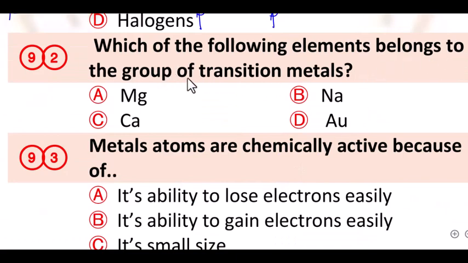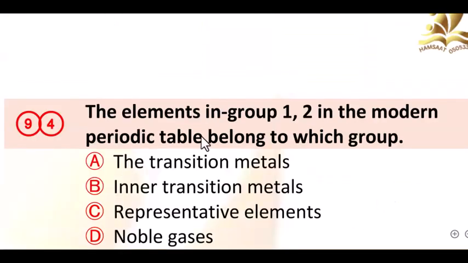Which of the following elements belong to the group of transition metals? Here gold, Au, is a transition metal. Mg and calcium, magnesium, are alkaline earth metals. Sodium is an alkali metal. Metal atoms are chemically active because of their ability to lose electrons easily. Their ionization energy is very low, so they lose electrons easily and form cations. They lose electrons, so they form cations.